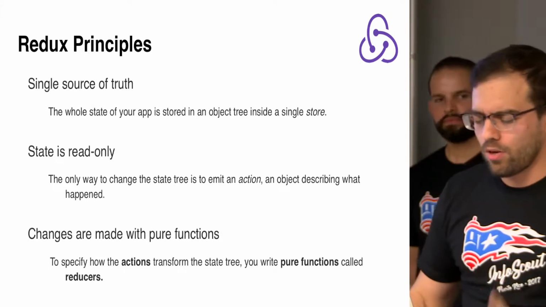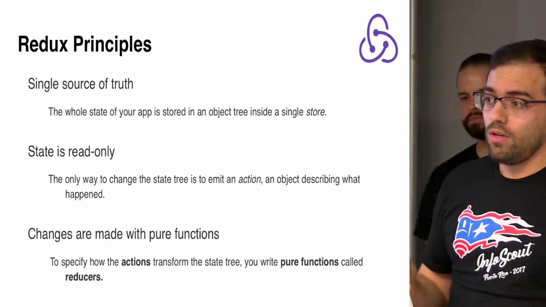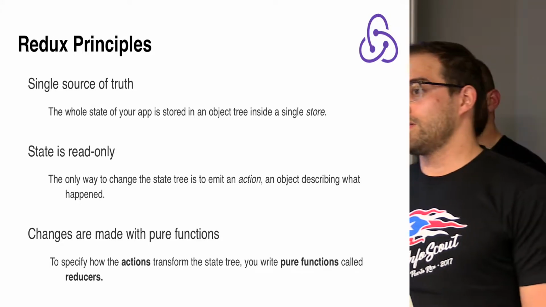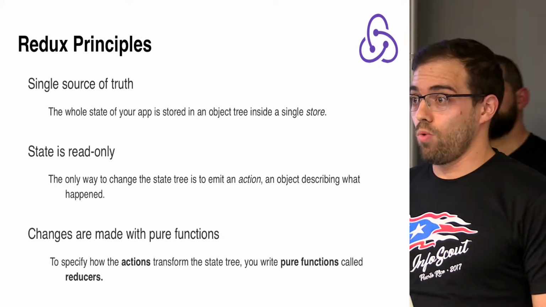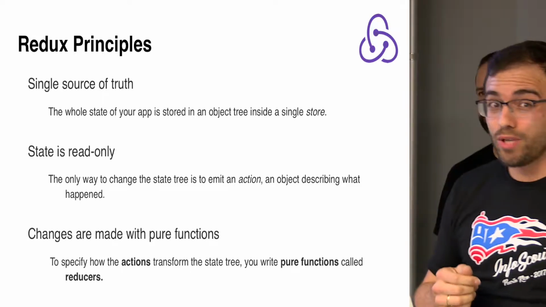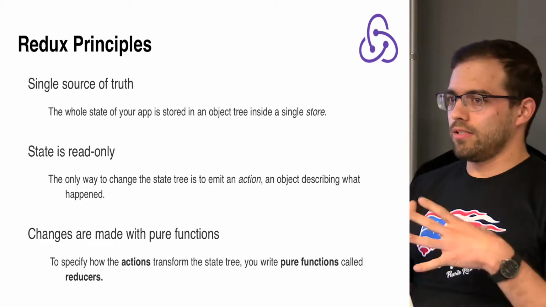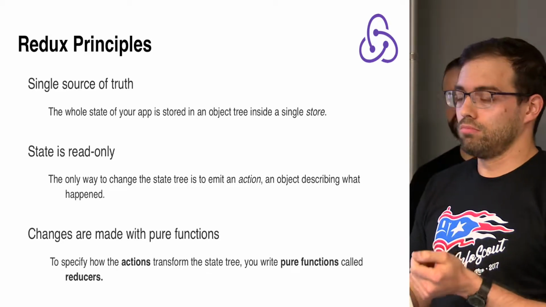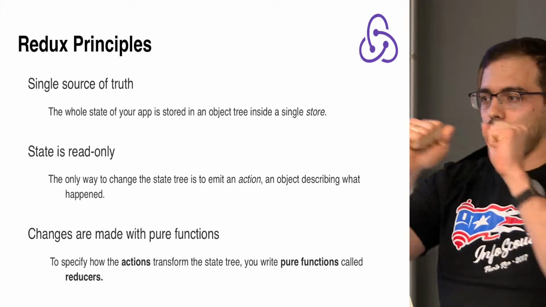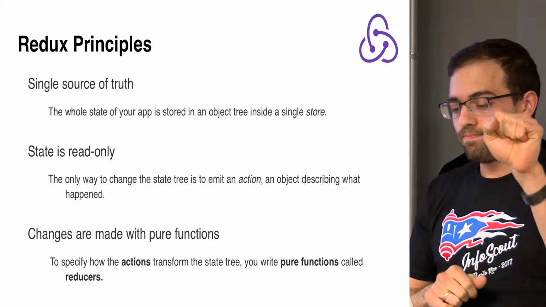3 core principles, kind of went through this a little bit. It's a single source of truth. If you ever use Reflux or Flux, it has many stores. In Redux, you only have one store, right? One object, that's it. State is read-only. That's very, very important, right? You can only modify the state and produce a new state. So it's immutable. Immutable means you take this thing, you modify it, create a new one. You just don't modify the thing that you had already.